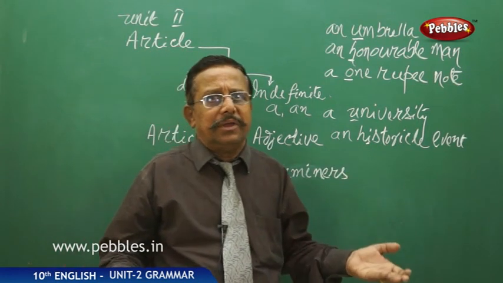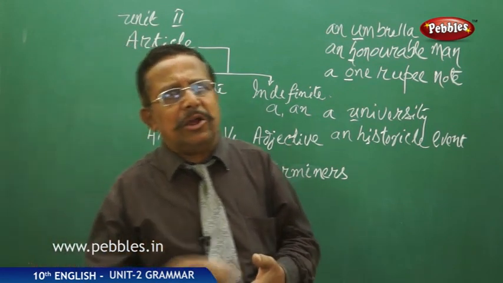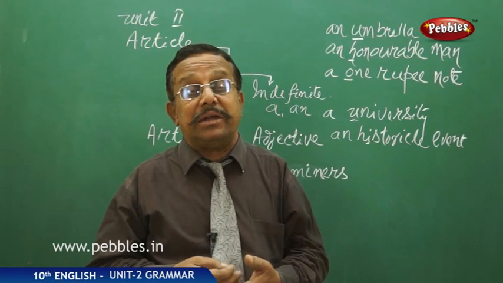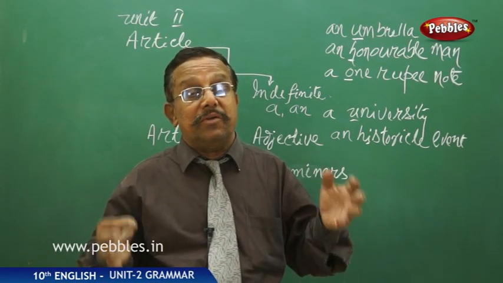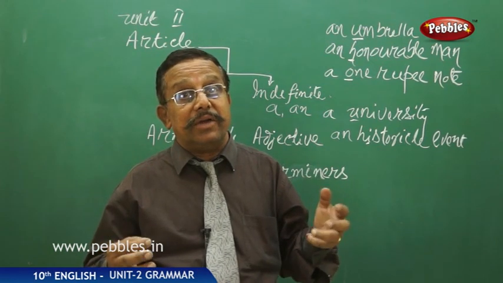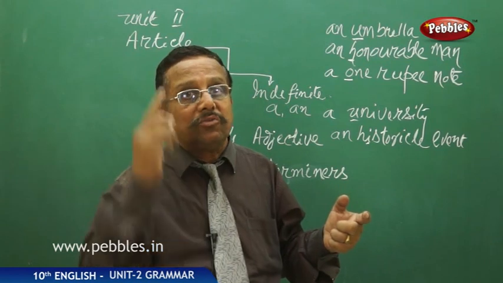Remaining things we all know. That is an umbrella we are telling, an orange we are telling, an ink pot we are telling, an elephant we are telling, and we are concluding that an has to be used with a word that starts with a vowel. No. Where the word starts with a vowelic sound.